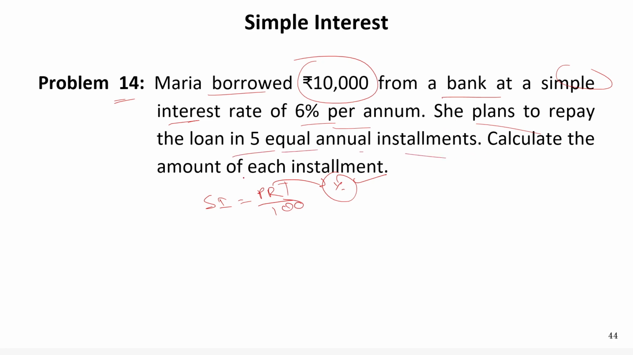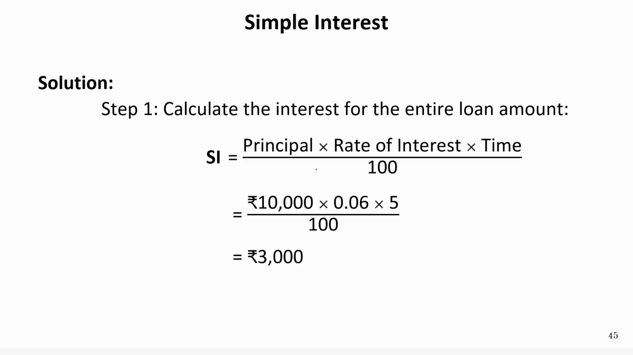So to calculate the amount of each installment, what we need to do is calculate the total interest. So the interest for the entire loan amount will be principal into rate of interest into time by 100, because the rate of interest is given in percentage here. So this will be nothing but 6. So by cutting the zeros out from here, what we are left with is 600 into 5 is equal to 300.